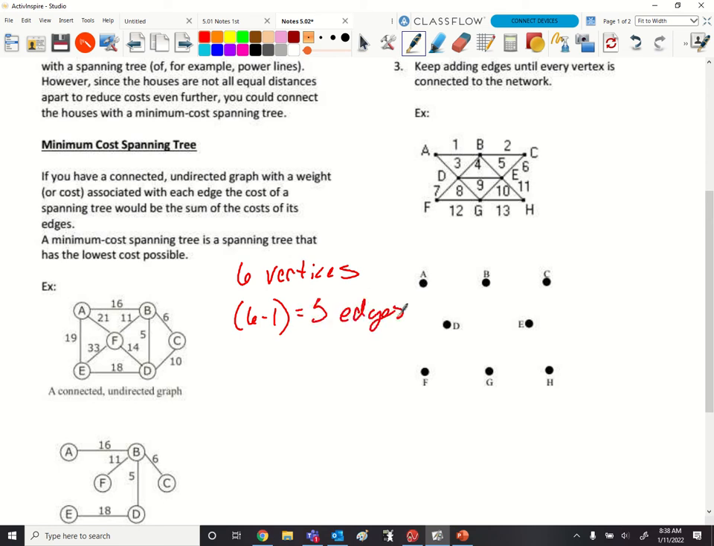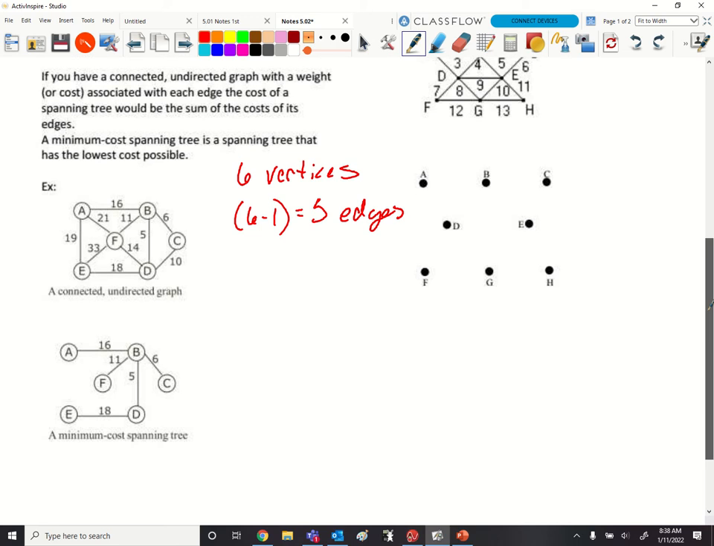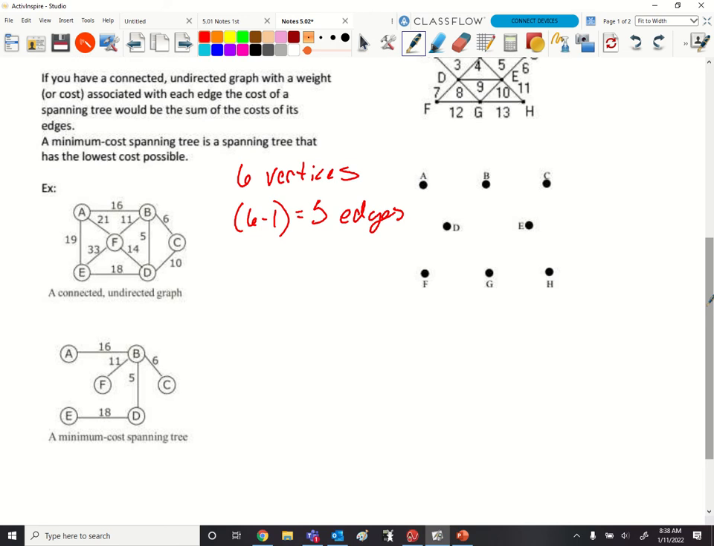Does that make sense now? So that's what I was explaining previously. That's how many edges I would actually have. Now, we're going to go through and look at it to show a minimum cost spanning tree. So this is with an example of all the roads I have.